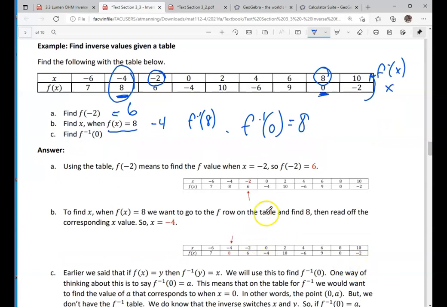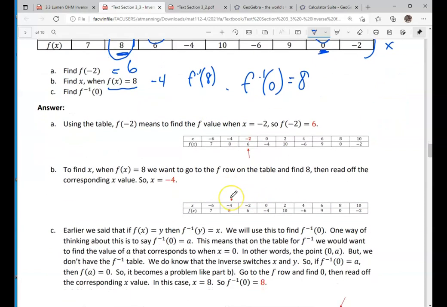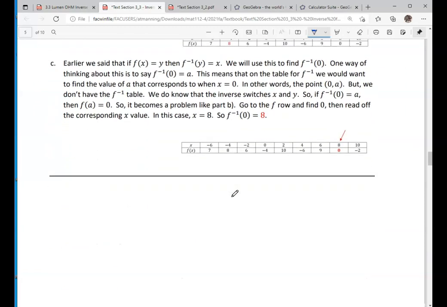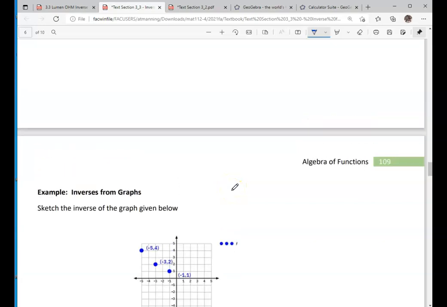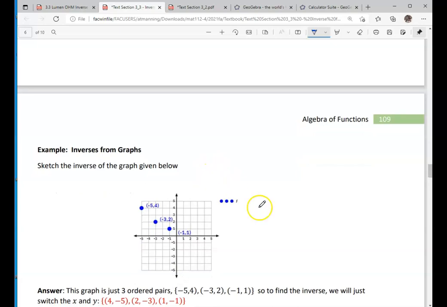All right, so they walk through that, showing you how we got those answers. And now, I think we're going to start doing a little graphing. Well, when you have point graphs, you're essentially looking at a table just in a different way, right? You just have point pairs. Basically, the inverse is just reversing the x and the y.